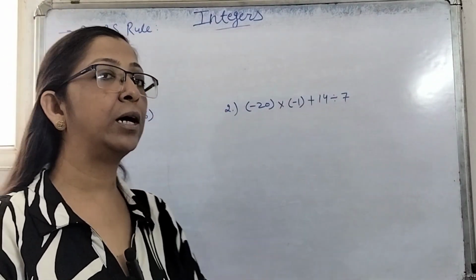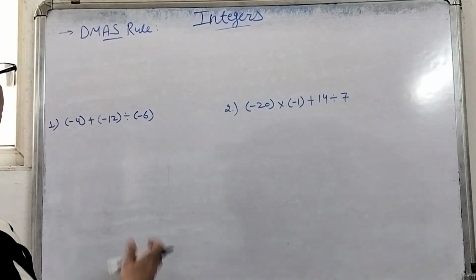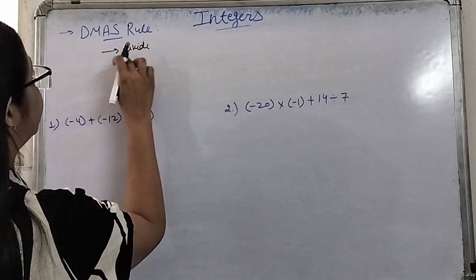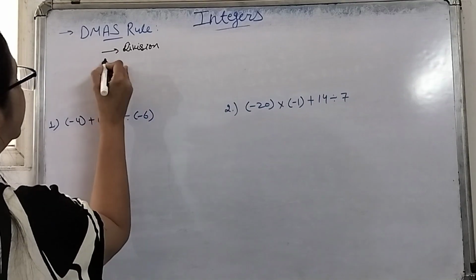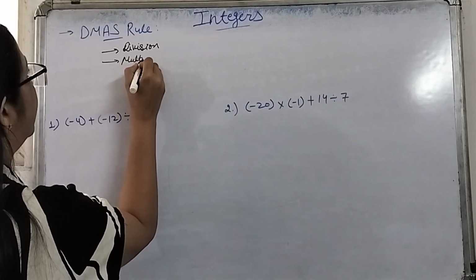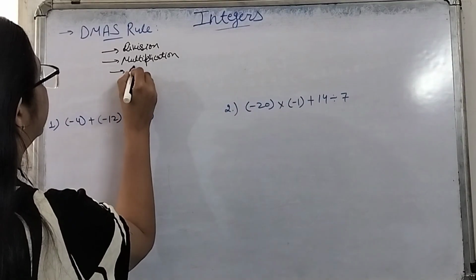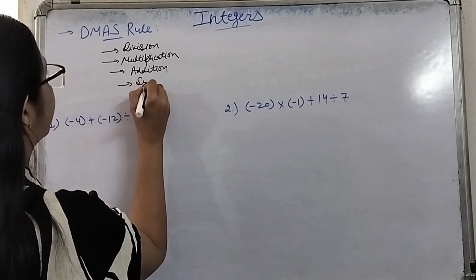So whenever we have multiple operations in a given expression, first of all we will do division. Then the second operation will be multiplication. Then it is addition, and then it is subtraction.